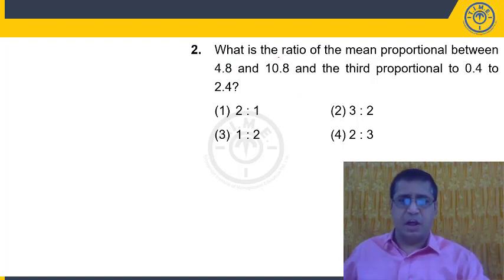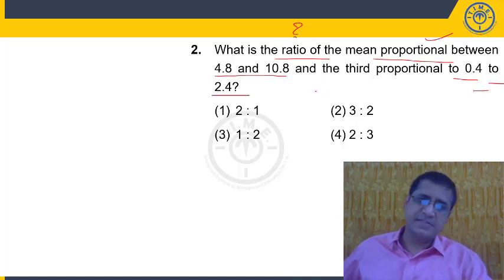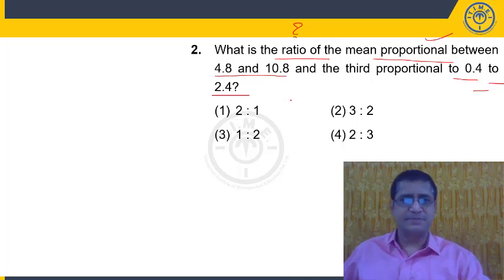What is the ratio of the mean proportional between 4.8 and 10.8 and the third proportional to 0.4 and 2.4? We need to find the ratio of the mean proportional between these two to the third proportional of these. Please try this question. I will wait for a couple of seconds. Please solve this example.